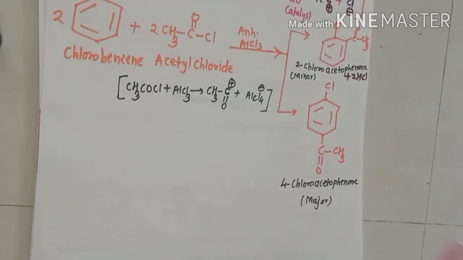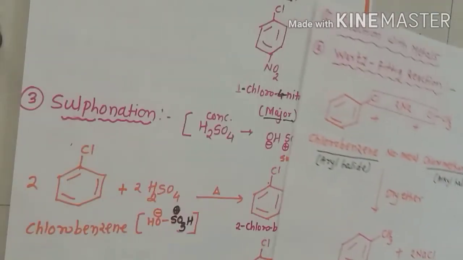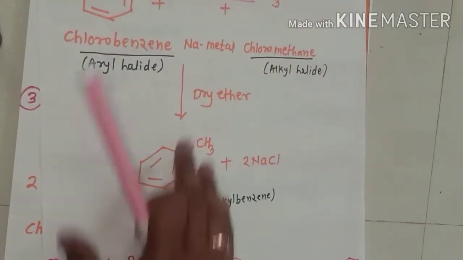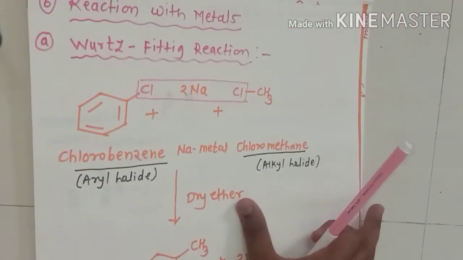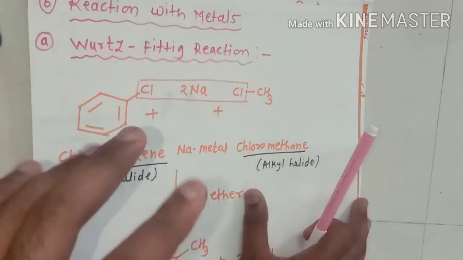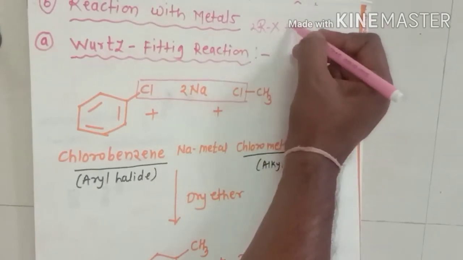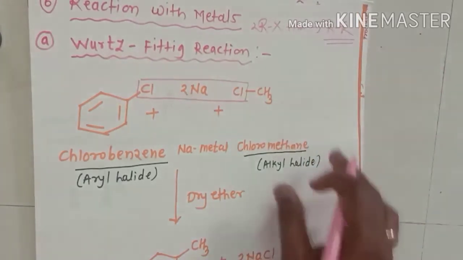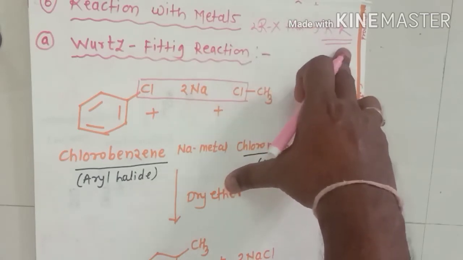Now last, the reaction of haloarenes with metals. When these haloarenes react with metals, there is Wurtz reaction, Wurtz-Fittig reaction and Fittig reaction. In Wurtz reaction, we treat two alkyl halide molecules with sodium metal in presence of dry ether to get higher alkanes.